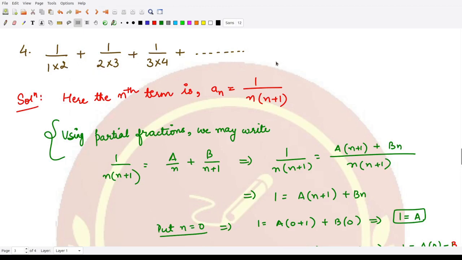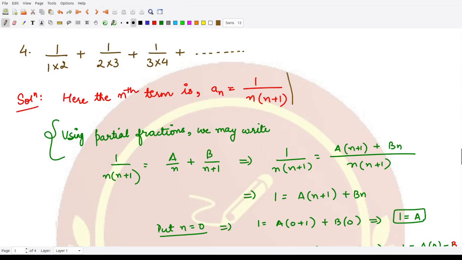Can you look at the pattern and suggest what the nth term is here? The nth term is given by 1 divided by n into n plus 1, correct? Because for 1 we have 1 by 1 into 2, for 2 we have 2 into 3, and for n we would have n into n plus 1.